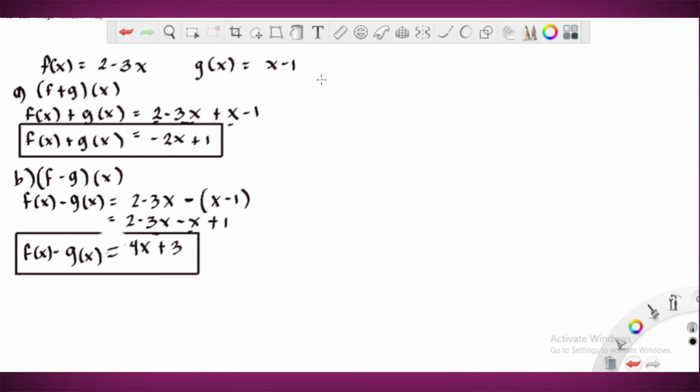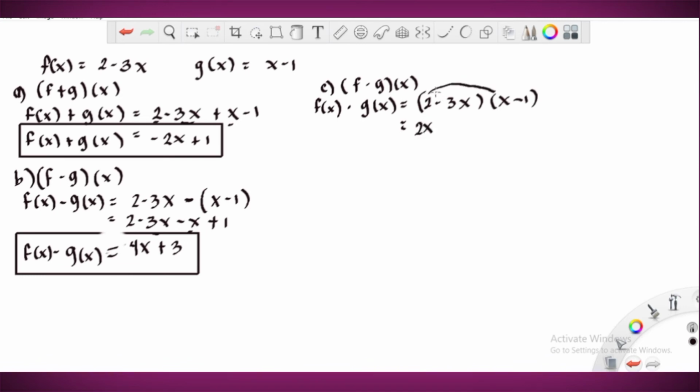Alright? Let's have letter C, the product, f times g of x. So, it's just the same with f of x times the g of x. So, f of x is 2 minus 3x times, multiply natin sa second function, x minus 1. So, that is equal to, distribute natin or we use the FOIL method. Distribute muna natin si 2. 2 times x is 2x. 2 times negative 1 is negative 2. Negative 3 times x is negative 3x squared. Negative 3x times negative 1 is positive 3x.